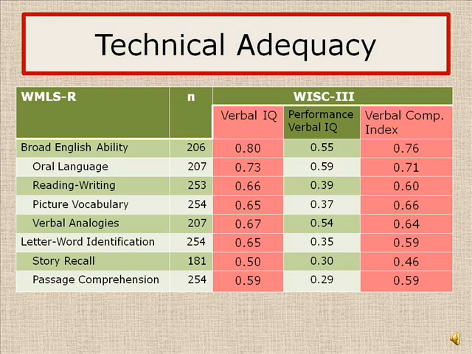The main point to observe here is the higher correlations from the Woodcock-Munoz Language Survey Revised and the WISC-3 clusters, verbal IQ and verbal comprehension index, the pink ones. This provides evidence that the Woodcock-Munoz measures the construct of CALP, Cognitive Academic Language Proficiency.